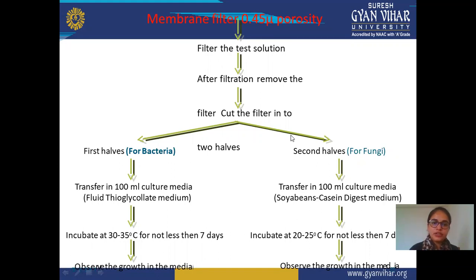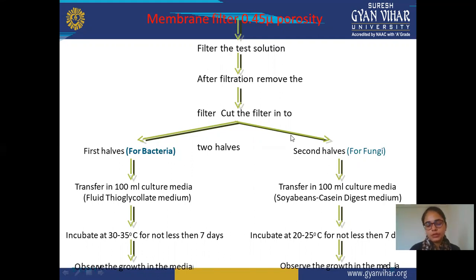For bacteria, transfer it into 100 ml culture media, fluid thioglycollate medium, and incubate at 30 to 35 degrees Celsius for not less than 7 days. Observe the growth in the media. Means after cutting into two parts, you put the filter paper for the bacteria part in a medium, and for the medium we are using fluid thioglycollate medium, and the volume required for culture is approximately 100 ml.